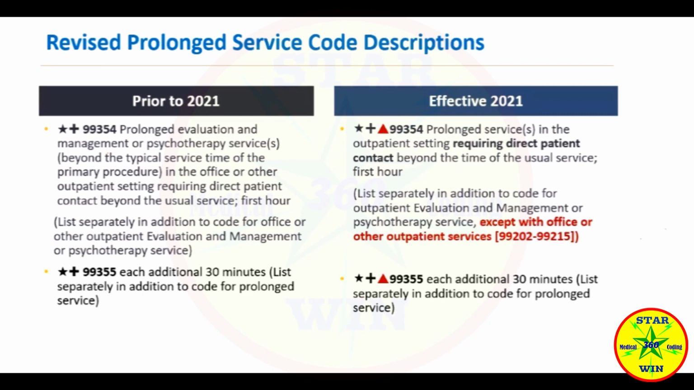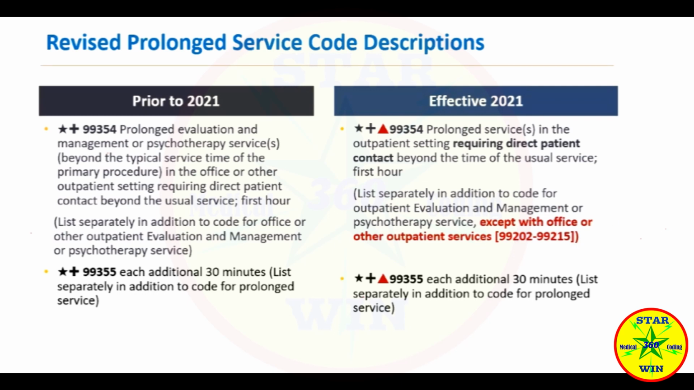The revised code description reads: list separately in addition to code for outpatient evaluation and management or psychotherapy service, except with office or other outpatient services. So we cannot use 99354 for 99205 or 99215. For these particular codes we have a new code, which is 99417, which we can report for every 15 minutes of time. This is an add-on code. The regular codes, as we all know, come under outpatient prolonged service, but we are not using them for office visits in 2021. We just discussed this because there is a change in code description.